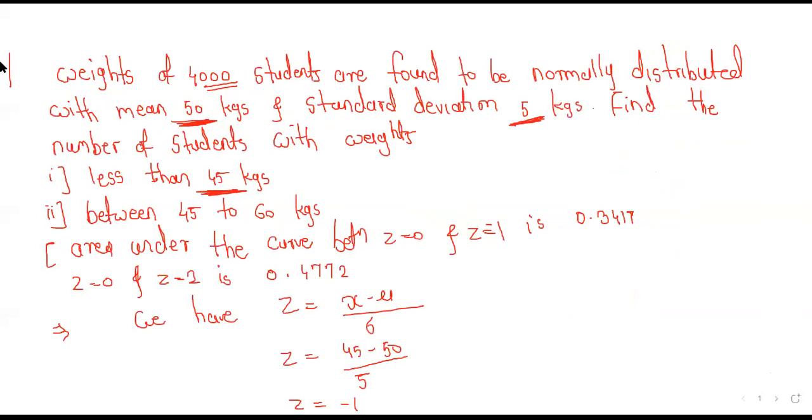4,000. Okay. So here we have given weights of 4,000 students and which are normally distributed, and we have given the values of mu, value of sigma. First thing which we have to calculate is number of students whose weights are less than 45 kilogram. Okay, so z is equal to x minus mu divided by sigma. So z is equal to 45 minus 50, so we get value of z as -1.